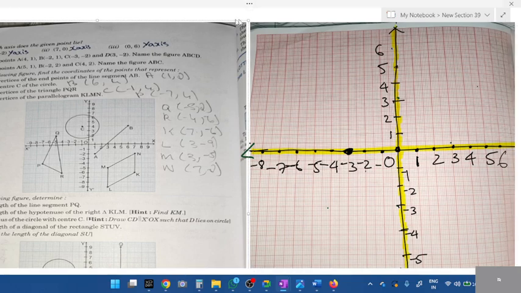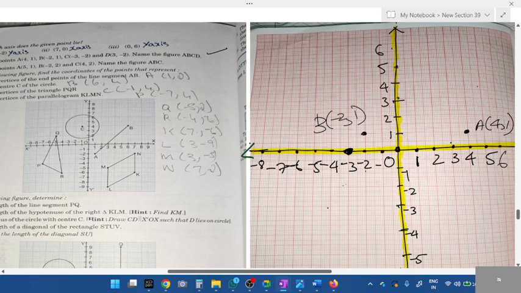Yes, look at this, students. I'll do the first one, you all do the second. First question. A is (4, 1). (4, 1) is this A. Then B is (-2, 1). (-2, 1), this point B.